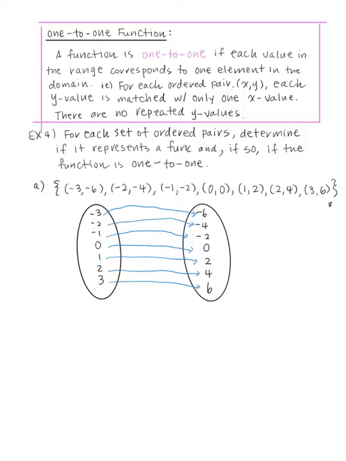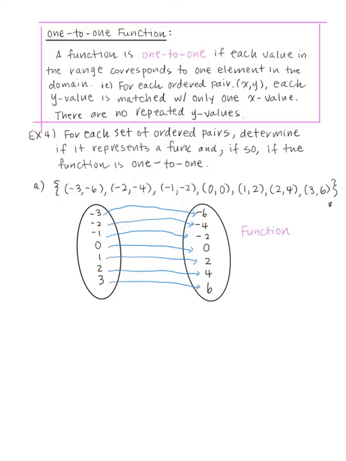So first of all, is this a function? For each x, is there exactly one y value? I believe in this case, yes, it is a function. So I'm just going to write it as, yes, this is a function, because for each element of x, there's exactly one y value.